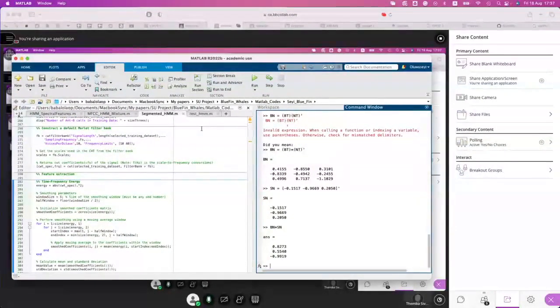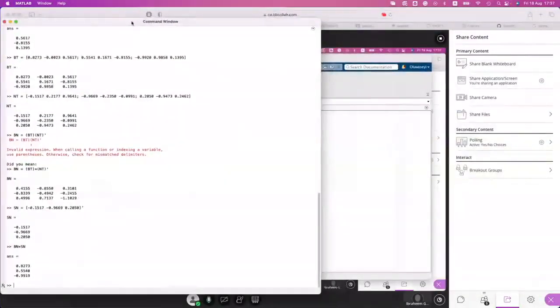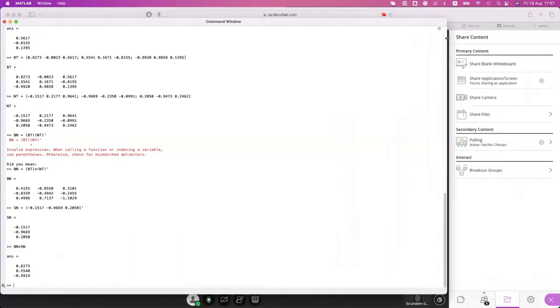Can you see my MATLAB page? Yes. Okay. And the command window, just the command window. Yes. All right, beautiful. So it's easy.